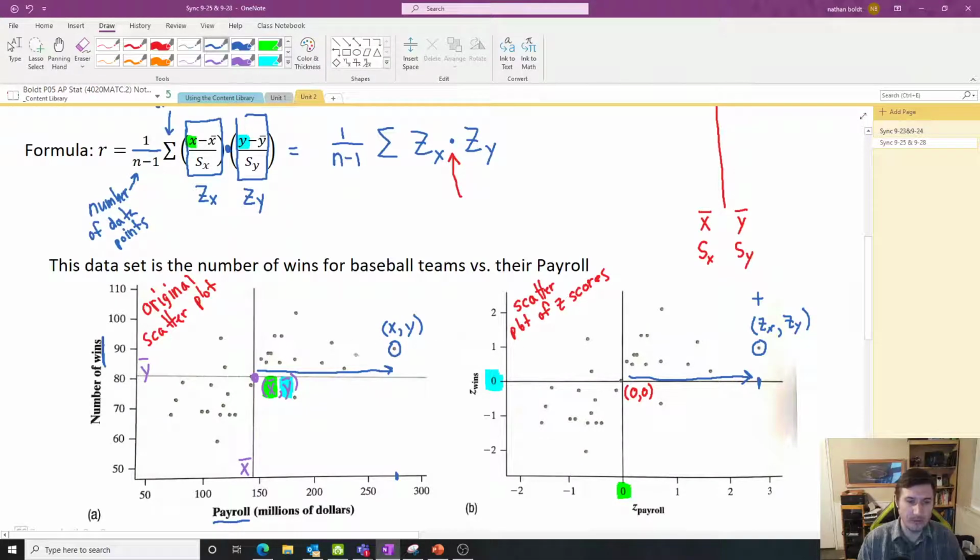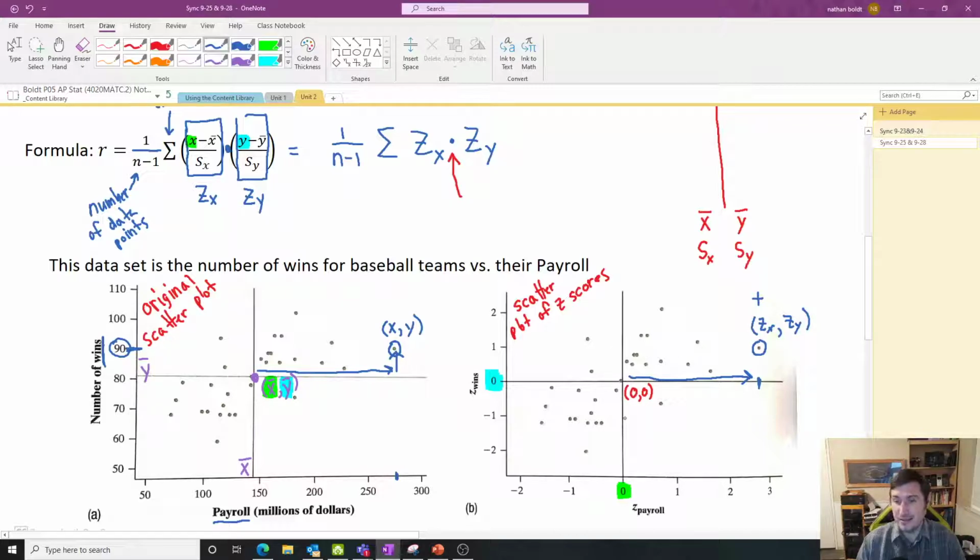Now I'm going to do the y value. So I look over here and I see the y value is also above the mean, above y bar. Now it's up here at somewhere, maybe, I don't know, 90 wins maybe? You might call that 90 wins. But I'm not going to do wins in my scatter plot of z-scores. I'm going to do z-scores.